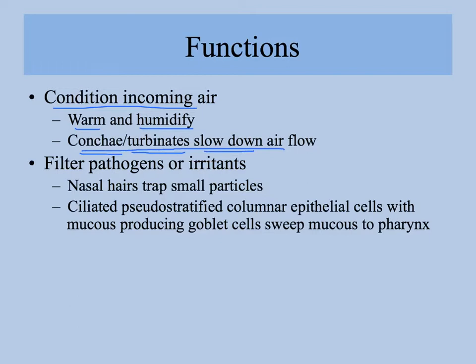And that slowing down process is also very important to allow the warming and the humidifying to happen. Your upper respiratory tract is also very important in filtering out pathogens or irritants that you do not want to get down into your lungs. Starting right in your nose, the hairs in your nose will trap small particles, and then of course most of the respiratory system is filled with ciliated, pseudostratified columnar epithelial cells, which have mucus-producing goblet cells beside them. The mucus is very sticky, so bits of dust, irritants, and any pathogens coming in through your airway adhere to the surface and get trapped in the mucus.